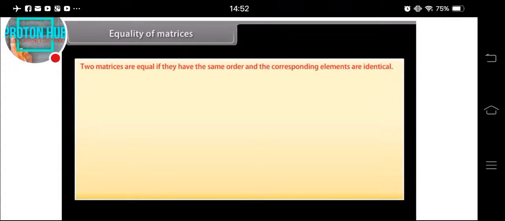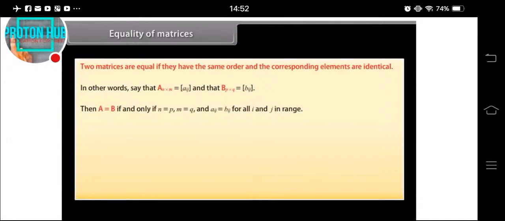Equality of matrices. Two matrices are equal if they have the same order and the corresponding elements are identical. In other words, say that A n by m is equal to a_ij and that B p by q is equal to b_ij, then A is equal to B if and only if n is equal to p, m is equal to q, and a_ij is equal to b_ij for all i and j in range.